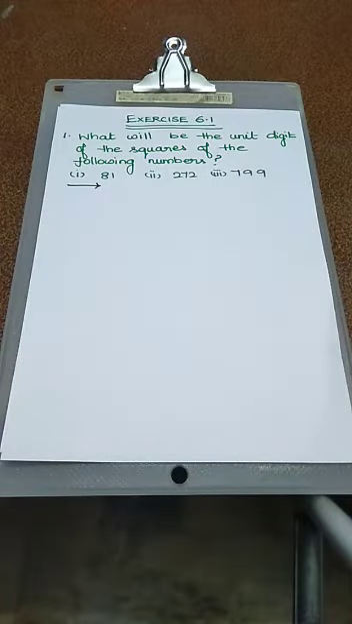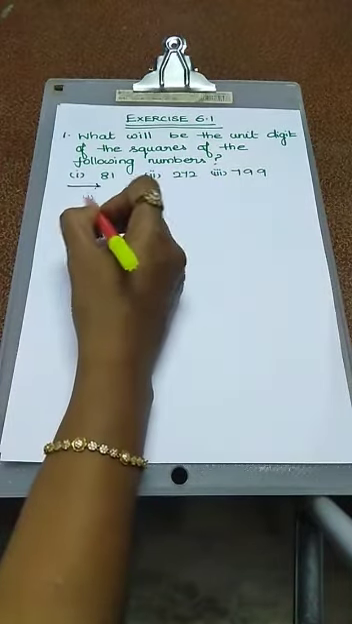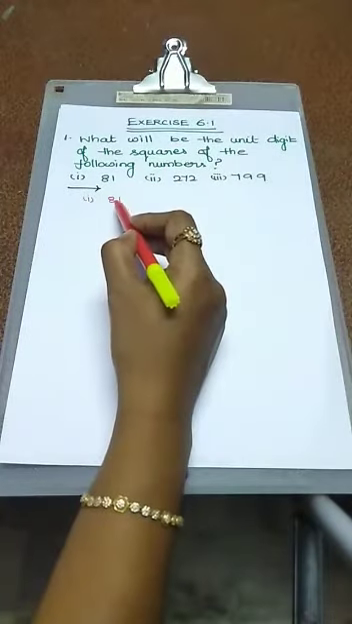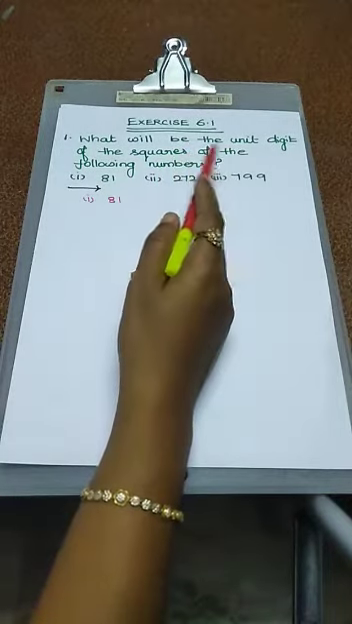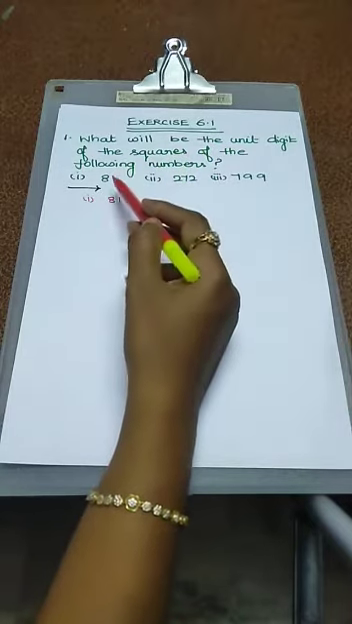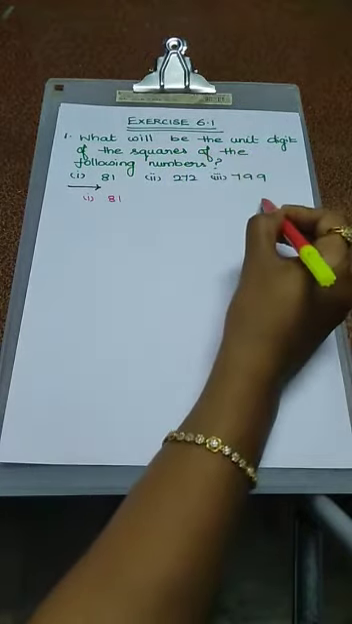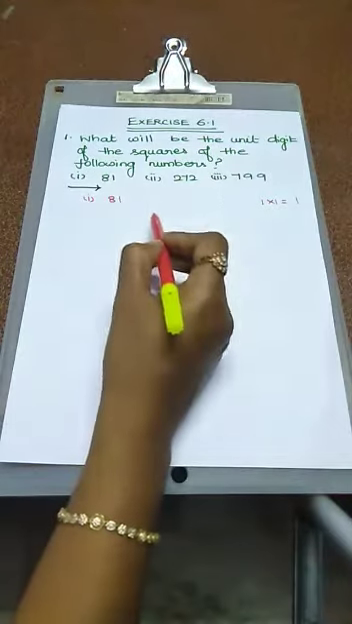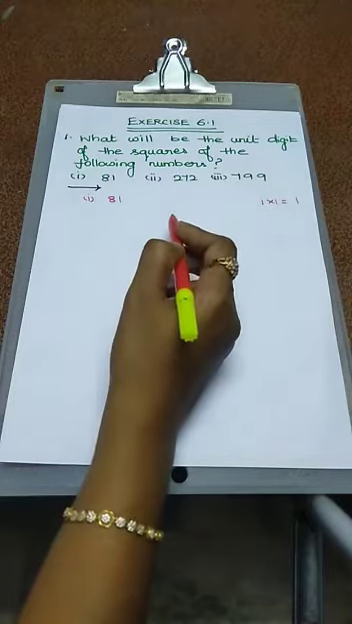Exercise problem. Exercise 6.1. First problem: what will be the unit digit of the squares of the following numbers? The first subdivision is 81. Here we are calculating the unit digit of the square numbers only. You just imagine 81 into 81 we have to calculate, but we have to say only the unit digit of the square of the given number. Suppose the ending number is 1 now. So 1 into 1, what is the answer? That is 1. So the unit digit of the square of the number 81 will be 1 only.